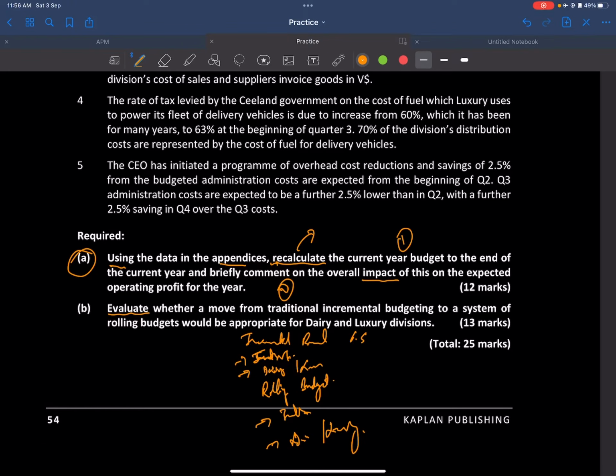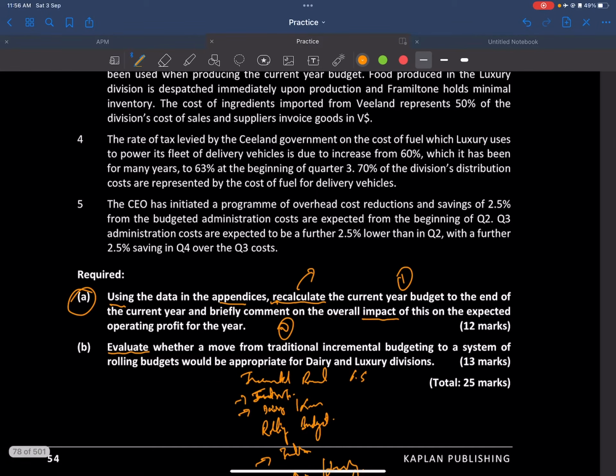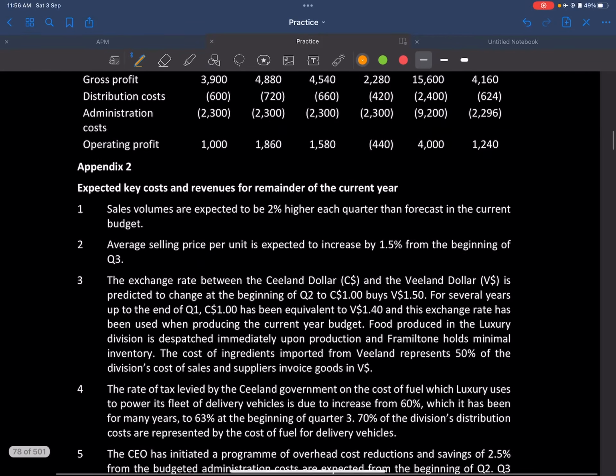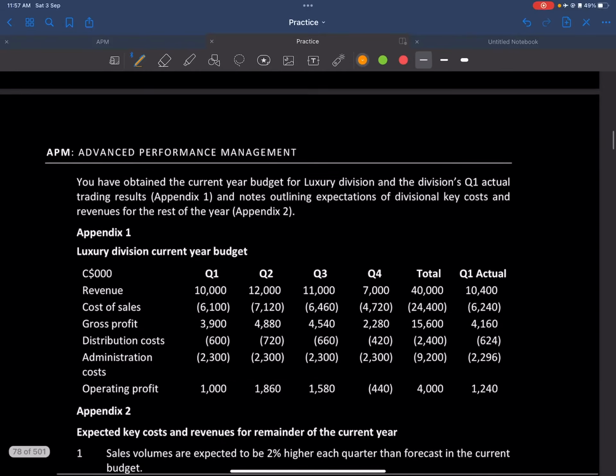So it's basically 25 marks, right? No, I mean 13 marks. So 6 marks for traditional incremental budgeting, 6 marks for rolling, and whether it would be appropriate, we have to make a conclusion as well at the very end. Always remember overall. So my heading would be under the heading of overall. So I would say for dairy division, incremental budgeting is very appropriate.